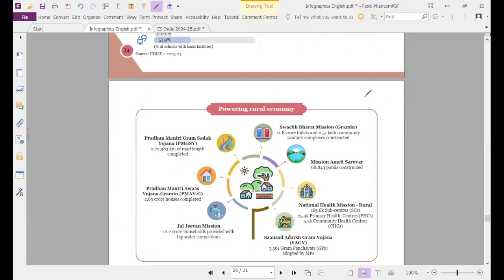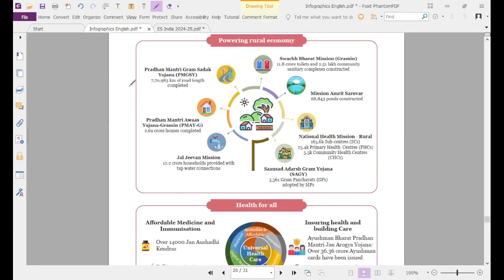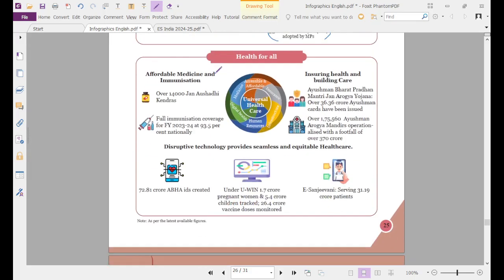Yeah, and others. Powering the rural economy. This is crucial because the fruits of the growth story should percolate down to the lowest grassroots, meaning the rural economy, especially Swachh Bharat Mission, Mission Amrit Sarovar for creating ponds, National Health Mission in the primary healthcare centers, especially secondary healthcare centers, sub centers, Sansad Adarsh Gram Yojana, that the MLAs and MPs of that area should take care of growth of that zone, Jal Jeevan Mission for water to every single household, Pradhan Mantri Awas Yojana, right, and Pradhan Mantri Gram Sadak Yojana for roads, health for all, affordable medicine and immunization, insurance and health card.